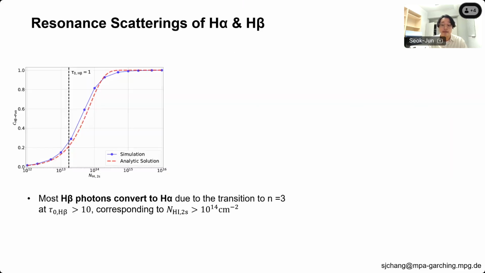To test this effect, assuming a monochromatic H beta source in our radiative transfer calculation, we found H beta undergoes significant conversion into Paschen alpha and H alpha lines when the optical depth is higher than 10. The left panel shows the conversion rate from H beta to Paschen alpha through the n equals 3 state as a function of the 2s state column density. We can see a clear trend: most of the H beta converts to Paschen alpha and H alpha when the optical depth is higher than 10.